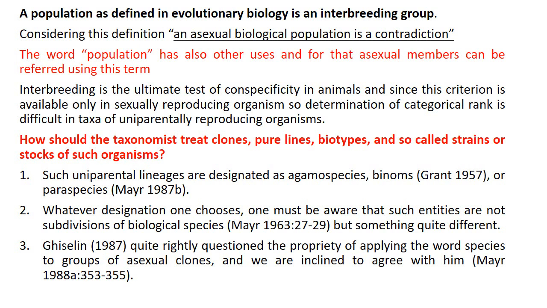Such uniparental lineages are designated as agamospecies, binomes, or paraspecies. Whatever designation one chooses, one must be aware that such groups are not subdivisions of the biological species, but are quite different. It was rightly questioned by certain scientists whether it is proper to apply the word species to groups of asexual clones, and according to Mayr, most taxonomists generally agreed.